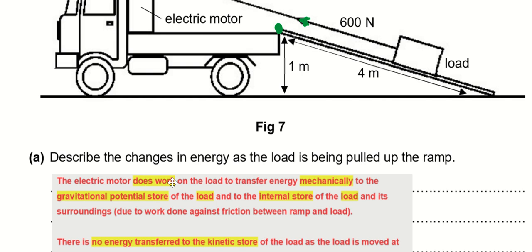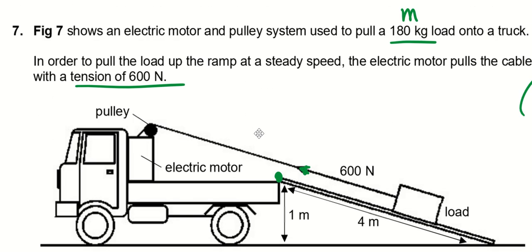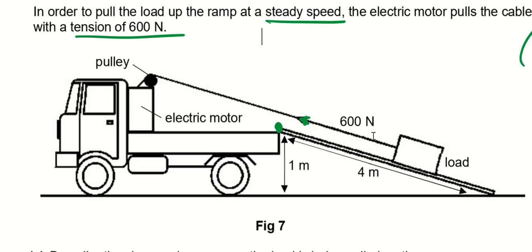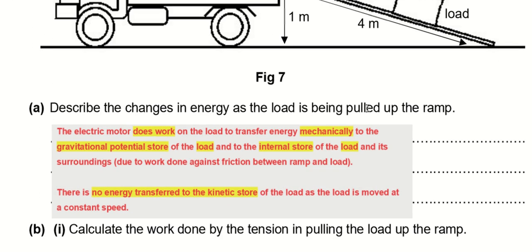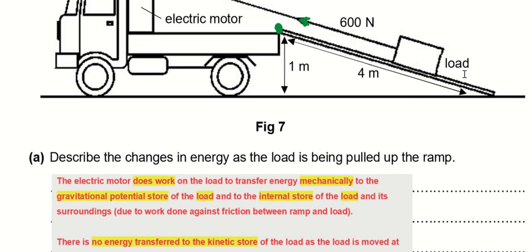Now you may say, how about the kinetic store? Because actually the load is moving. So over here, it pulls it up at a steady speed. Okay, that means there's no change in the speed. So there is no change to the energy in the kinetic store. Okay. But then we talk about there could be friction on the slope, because the question didn't say that it's a smooth slope or ignoring friction.